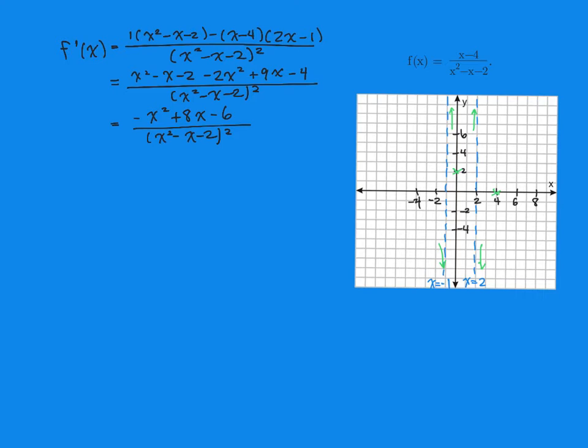And now we can consider undefined points. We don't really need to think too much about them in terms of critical points because we know that those things are what formed our vertical asymptotes. So we're not going to get extremas or anything like that out of them. So we just really need to consider where the derivative is 0 here. And you'll find that this numerator is not factorable. So we're going to resort to using the quadratic formula.